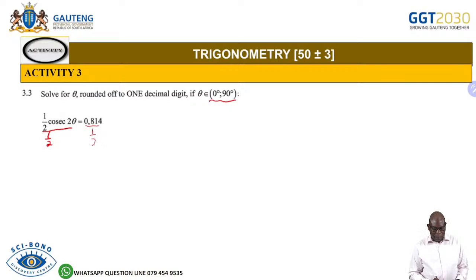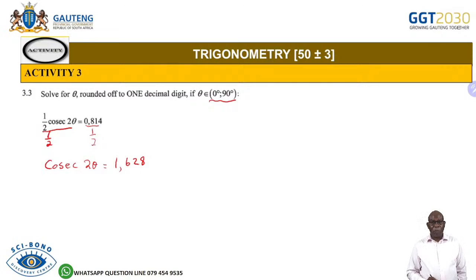Divide both sides by half. If I divide by half, I get cosec 2 theta equals, let me get my calculator, 0.814 divided by half. My answer is 1,628. Now I have a challenge here. If I have a cosec, I need to say shift cosec and angle, but on my calculator I do not have a cosec. So you must know your reciprocals very well.